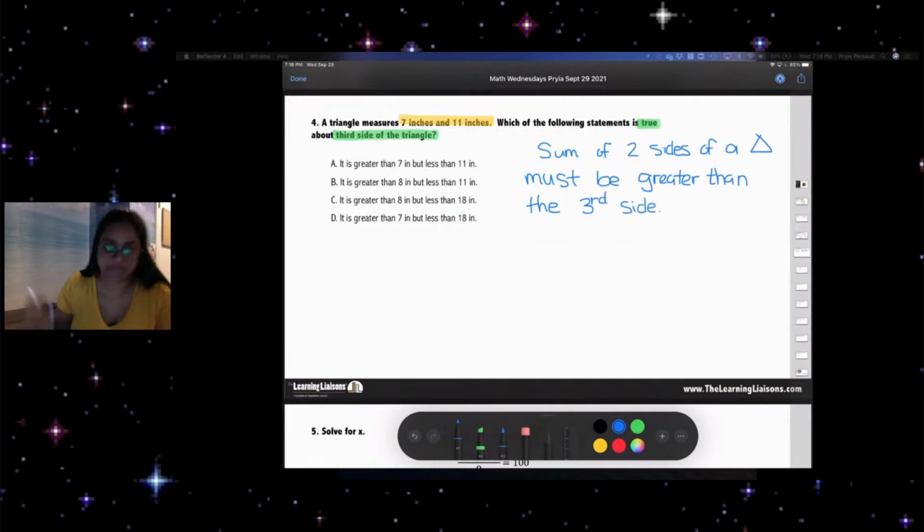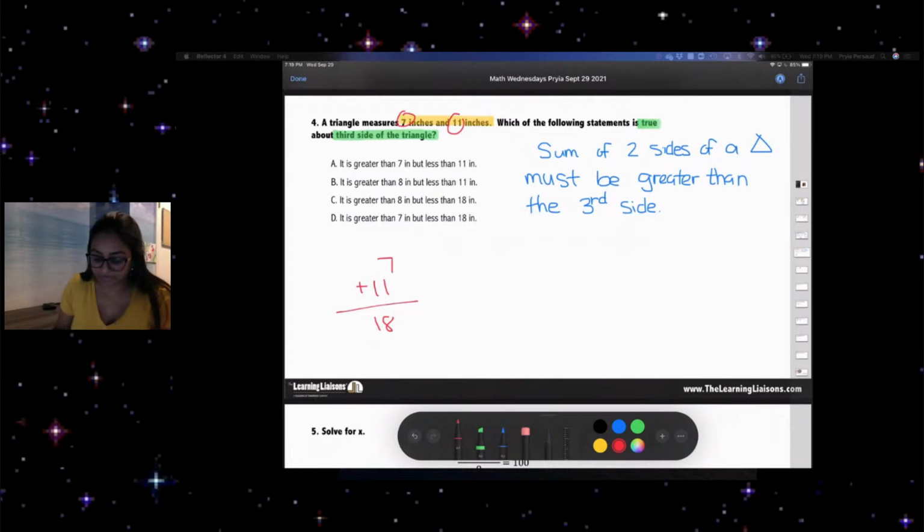Okay, so now that we have this lovely rule, let's figure out what's going on. We have the sum of 2 sides of a triangle must be greater than the third side. Well, I've got 2 sides. We have 7 and 11. So let's figure out what those add to equal. 7 plus 11 is 18. So it has to be greater than the third side. So it sounds like 18 has to be the largest number, but it can't pass more than 18.